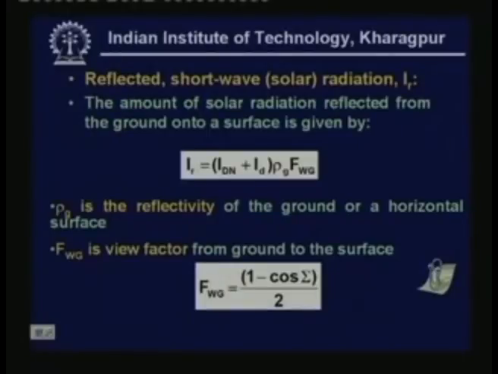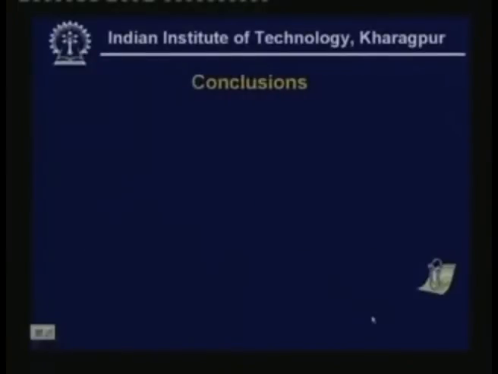So this is how using the ASHRAE model you can calculate direct, diffuse and reflected radiations from the known data. Once you know these things and once you know the angle of incidence, you can calculate the total radiation incident on any surface. So at this point I conclude this lecture, and I will give an example on how to calculate the radiation in the next lecture.